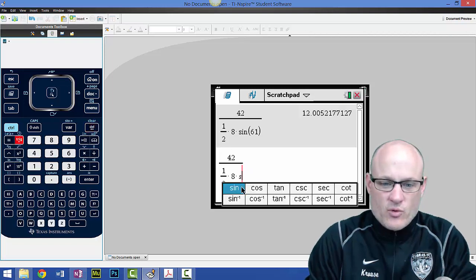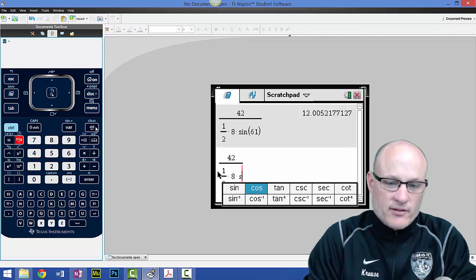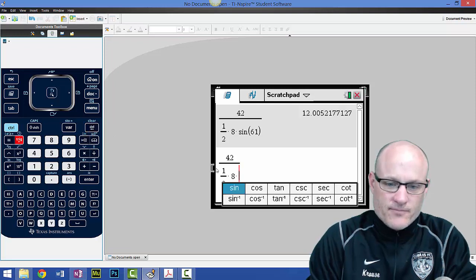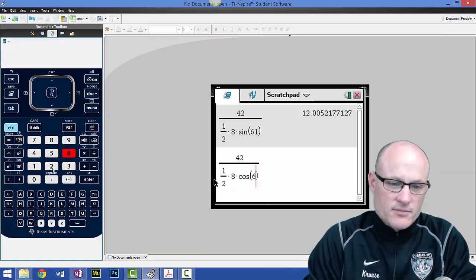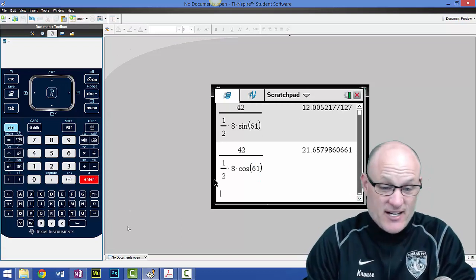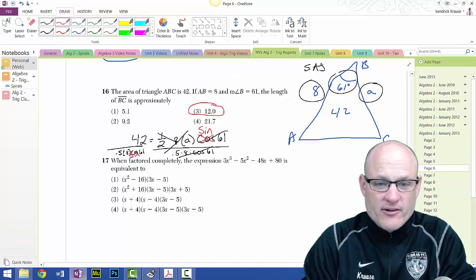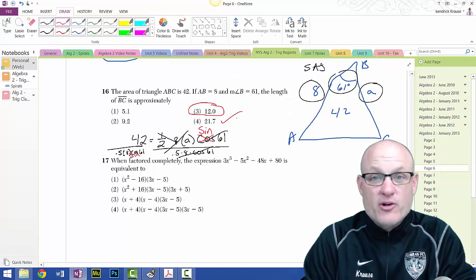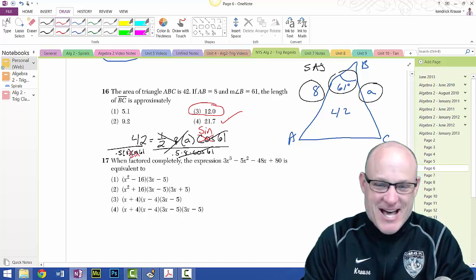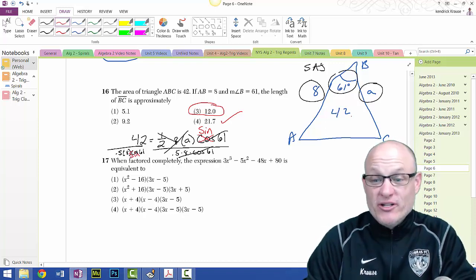Just curious if one of the, because that's the way I would write the test. Cosine of 61, and you get 21.65, so maybe 21.7. Yeah, there it is, right there. Had you accidentally picked cosine, you'd be like, dude, I got that problem right. No, you did something stupid.